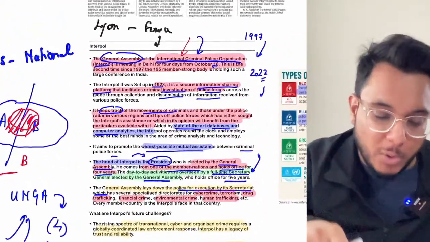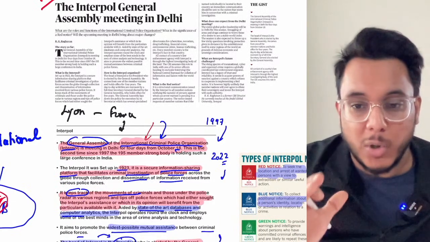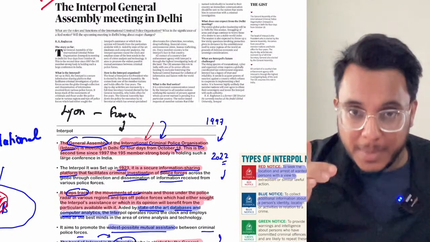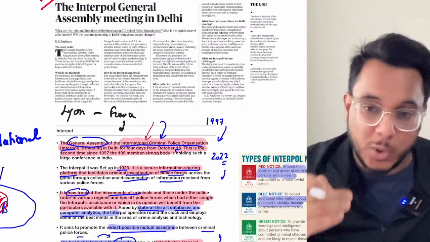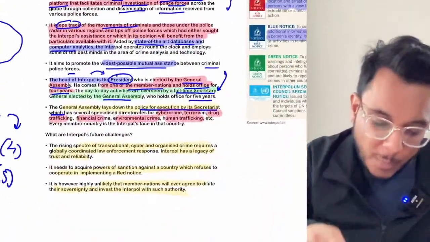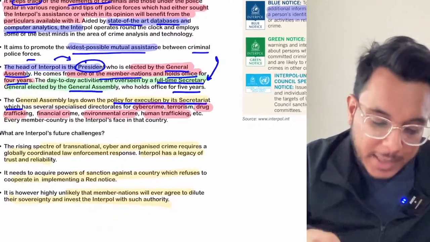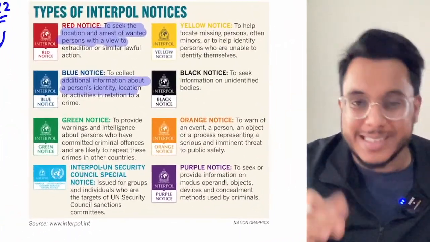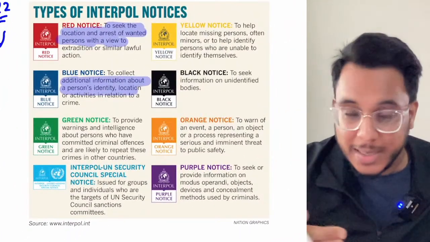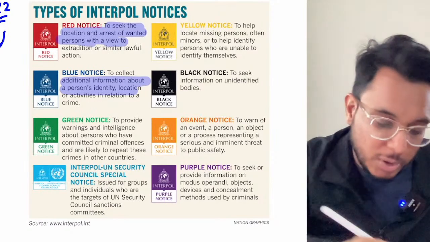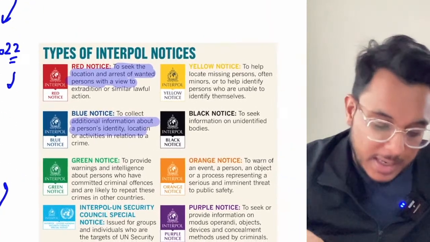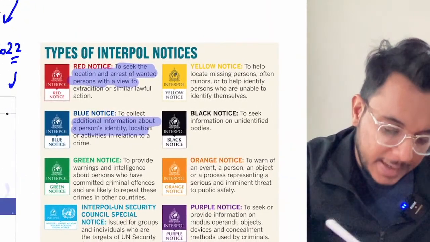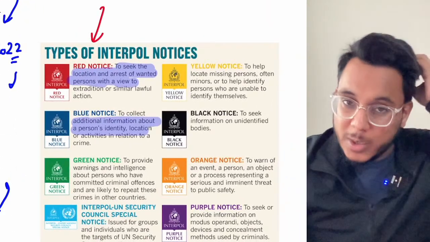Now, when we talk about Interpol, guys, the CBI is the one which represents India's interest in Interpol. Now what are the different types of notices that member countries can send to each other through Interpol? Number one is the red notice. Now guys, what is a red notice?